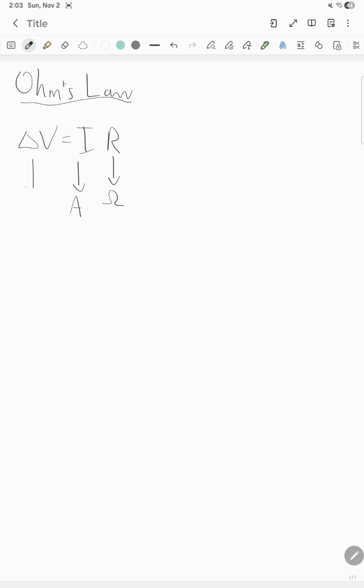Today we are going to work on some problems on electricity, specifically Kirchhoff's law, and a bit on Ohm's law. So let's start first with Ohm's law. Ohm's law states that a difference in voltage, or difference in potential, is equal to I, which is current, times resistance. Resistance is measured in ohms, current is measured in amps, and voltage is measured in volts. So you can imagine voltage as the thing pushing a charge to flow in a circuit.